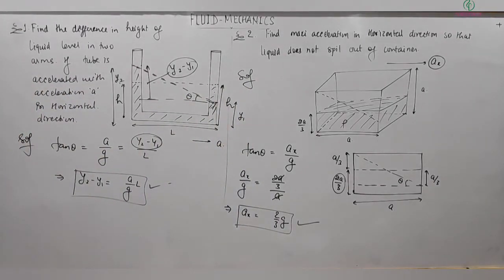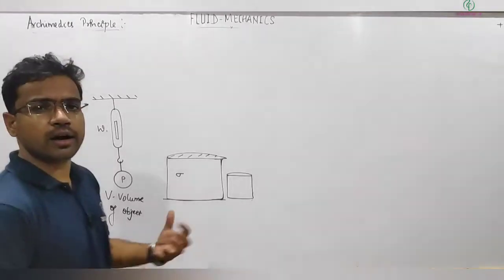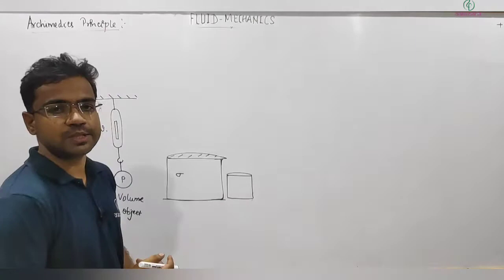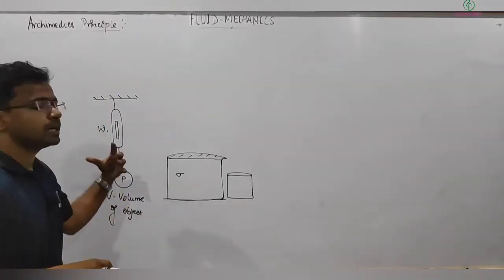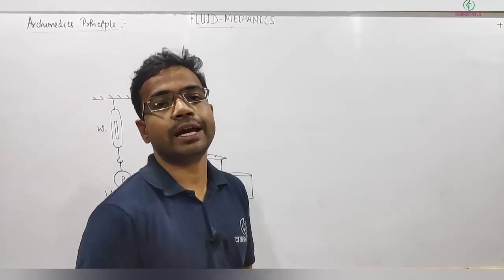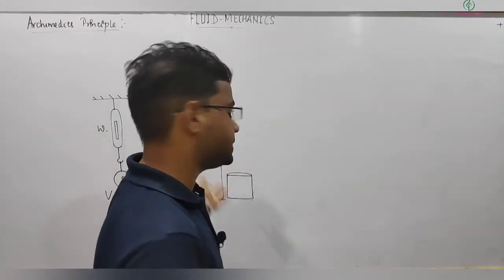Let's see the next topic, Archimedes principle. Okay, so next is Archimedes principle. Archimedes principle is one of the experimental observations. So let me first tell you what exactly we can observe, and that was exactly first observed by Archimedes, and he gave one statement of the result he was observing.